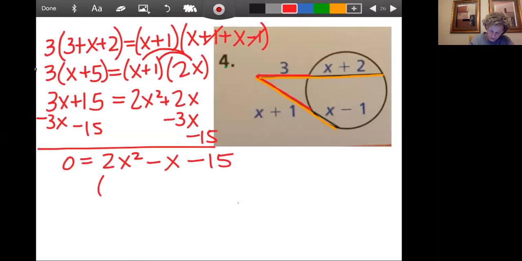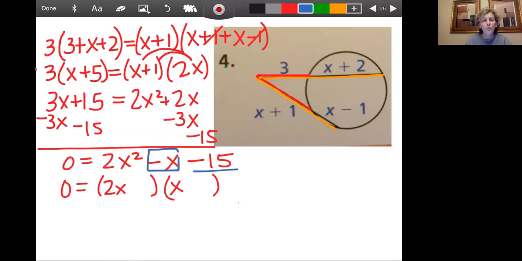And here's where we have to factor. So 0 equals, remember I put a 2x and an x. Remember this? And you have to figure out what multiplies to give me a negative 15 that will add to give me a negative 1. And so you can kind of guess and check, and you'd come up with 5 and 3. 2x times 3 will be 6x. 5 times x will be 5x, 6x and 5x. And so I need that to be negative and that to be positive. All right, let's erase those marks.